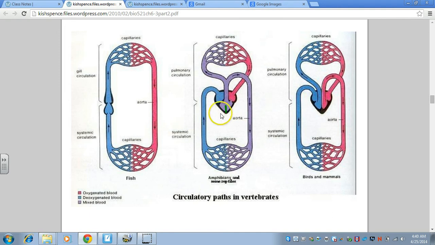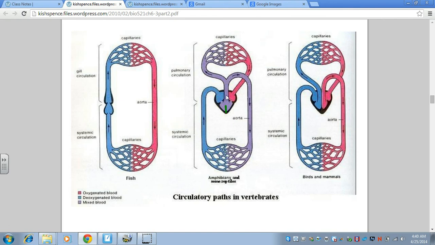Now the fact that the ventricle is not completely divided means that blood coming back from the tissues and blood coming back from the lungs and skin, or however they breathe, all gets put into the one ventricle. And that means that the oxygenated and deoxygenated blood can mix. And so they've colored it purple to show that it mixes. So what does go out to the body tissues is not going to be as oxygenated as it could be.